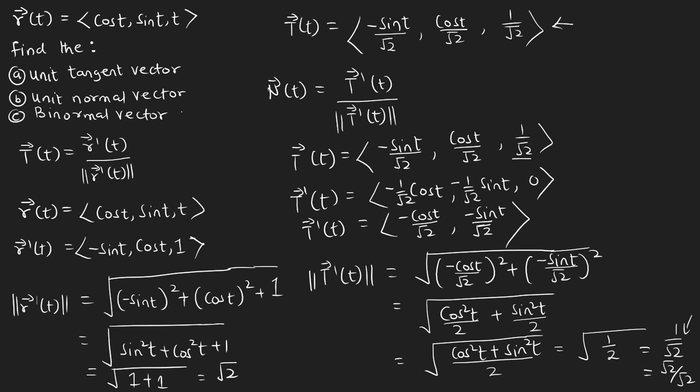Let's circle this. We know the derivative, and we know the norm to be root 2 on 2. Let me write this again. That will be root 2 on 2. So let's consider the derivative and then the norm, which is root 2 on 2. We are going to use these two expressions to find the unit normal vector. So let's go ahead and look at that.